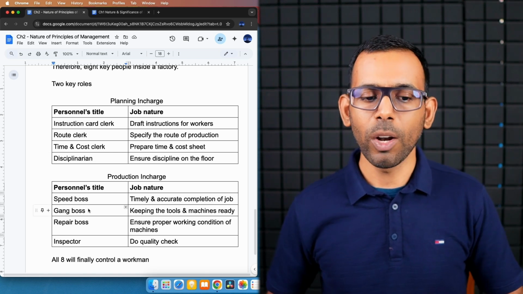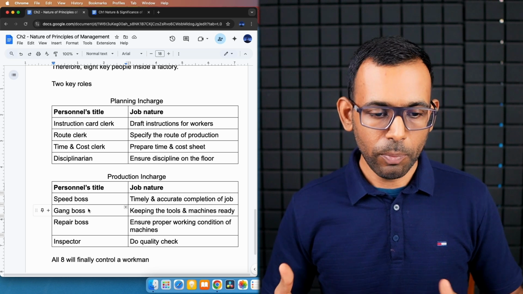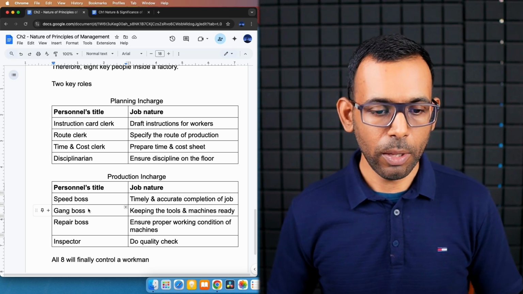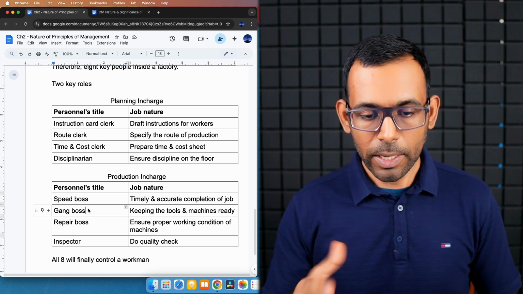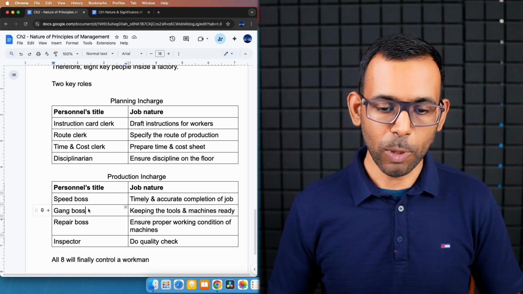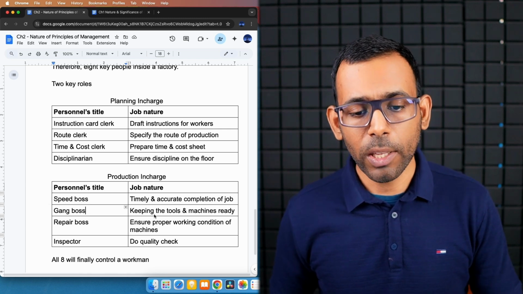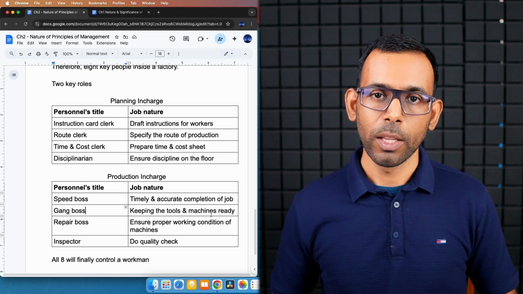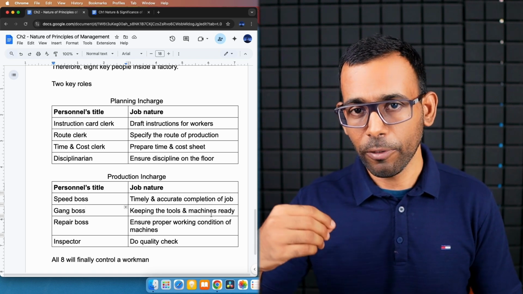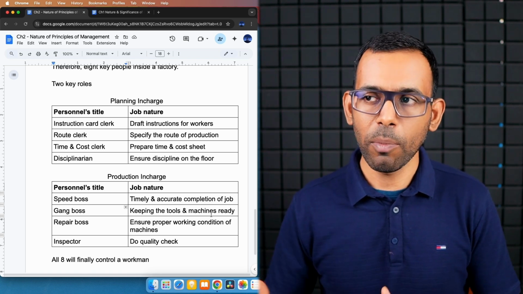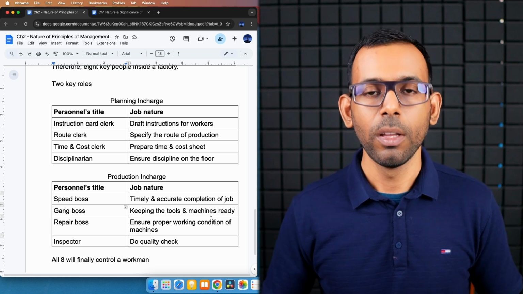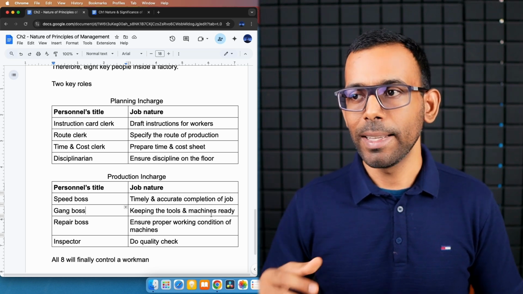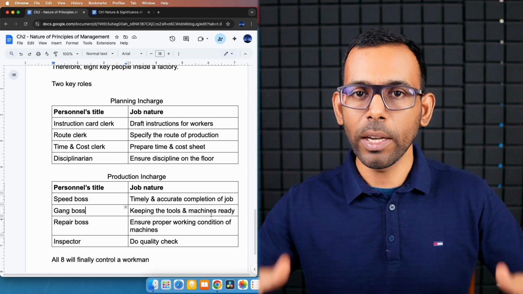Now let's talk about what is a gang boss. Now the name sounds a little rowdy, but let's see what the gang boss is responsible for. He is responsible for keeping the tools and machines ready. So every morning, or not just every morning, before every shift, the role of the gang boss is to make sure that the machines are ready for production.